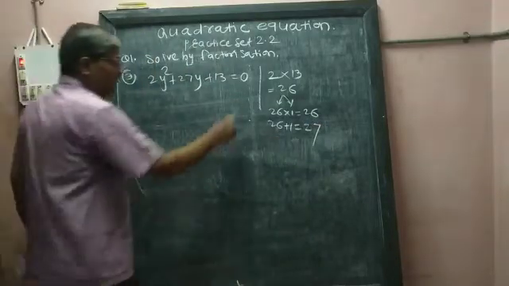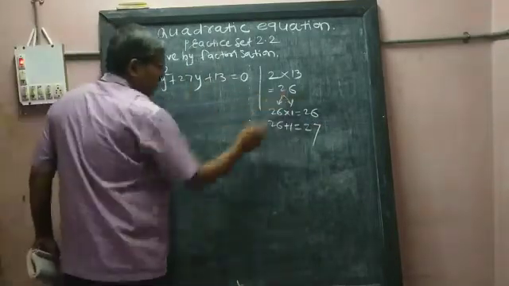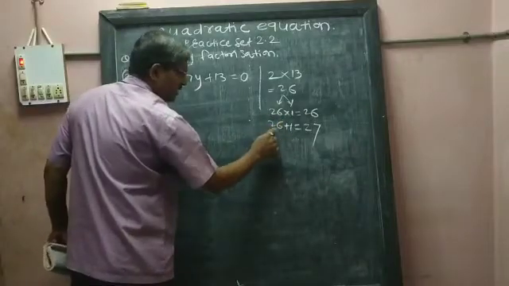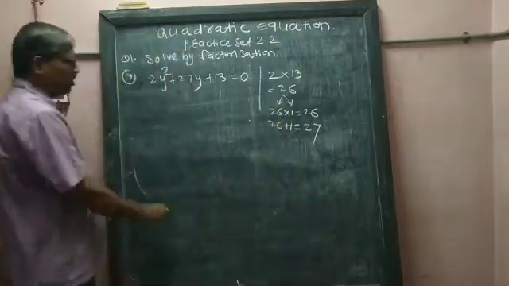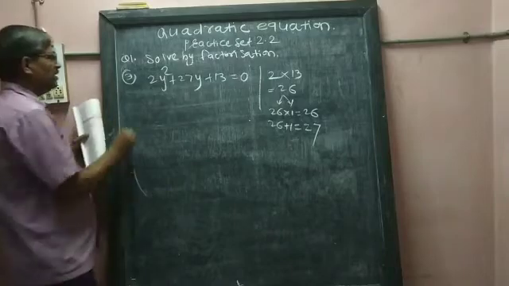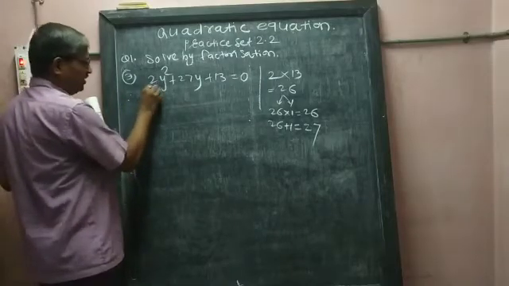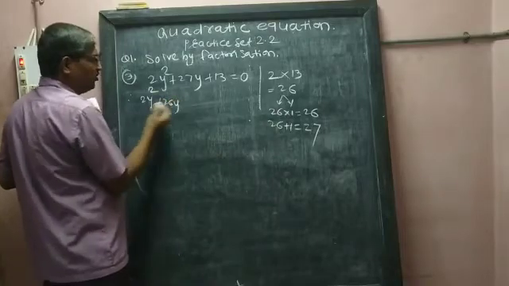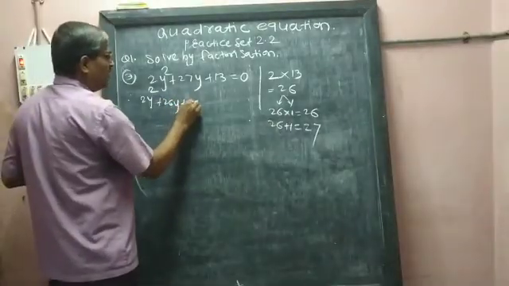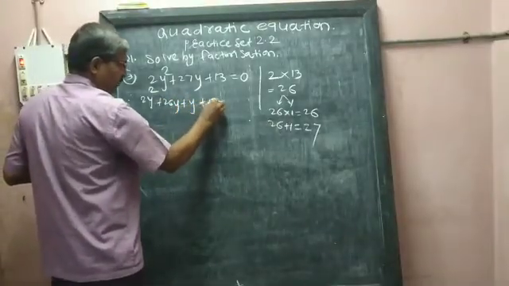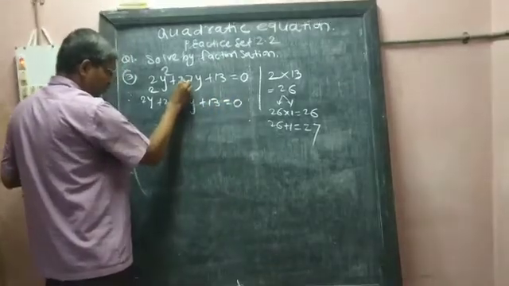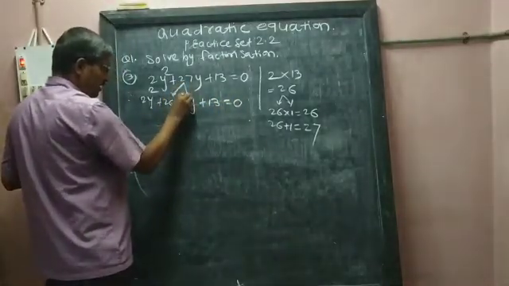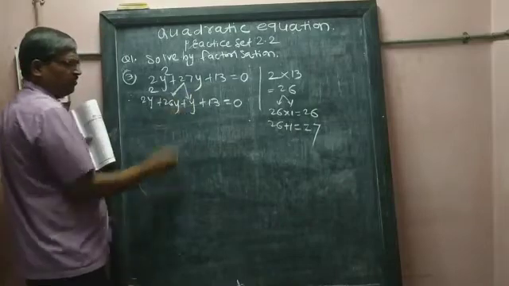So look here, 2 into 13 is 26, 26 ones are 26, and 26 plus 1 is equal to 27. Thus I am going to write here 2y square. You should first write 26y so that you can take common and will not get difficulty, plus y plus 13 is equal to 0. Here 26 is split in such a way that 26 ones are 26.